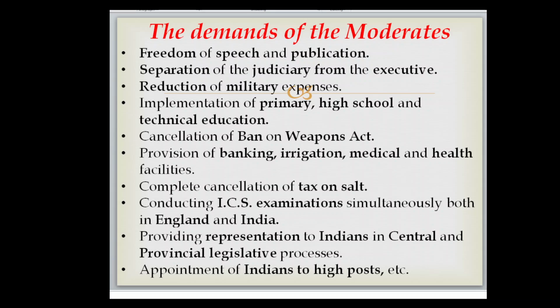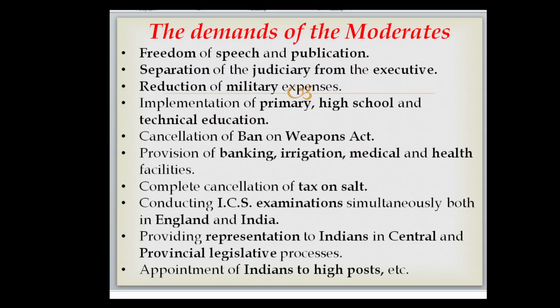And they always urged the British for a ban on the Arms Act. Then next, banking, irrigation and medical facilities should be provided by the Britishers. These are the demands they had. And they wanted cancellation of the tax on salt. The Britishers had implemented a tax on salt, so they wanted to cancel it.